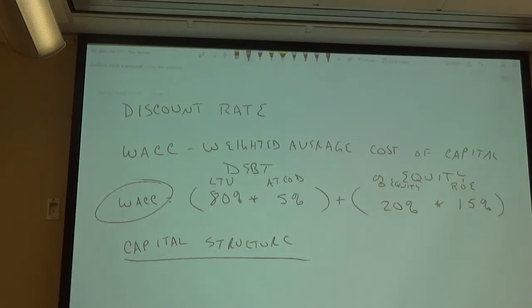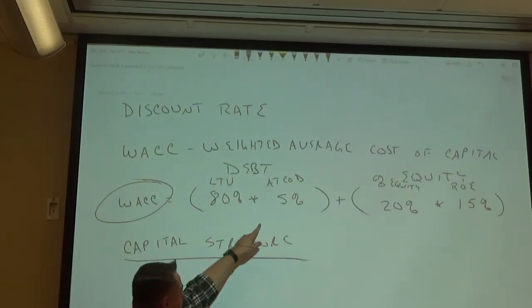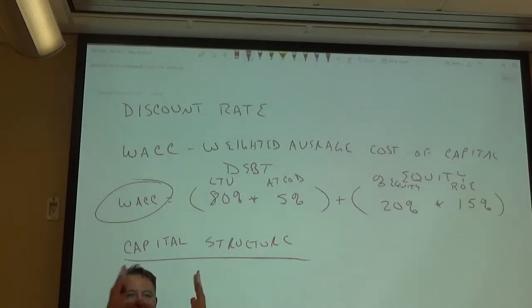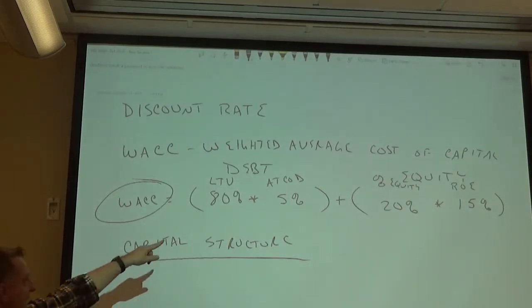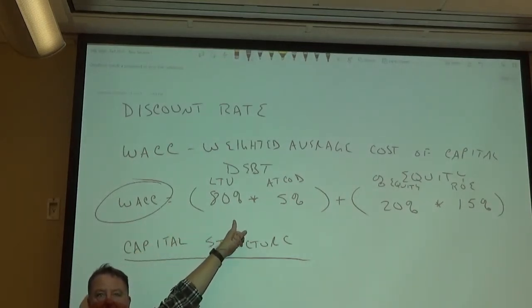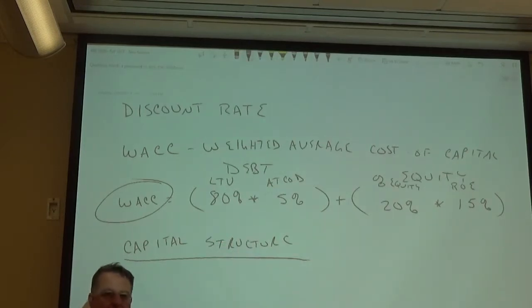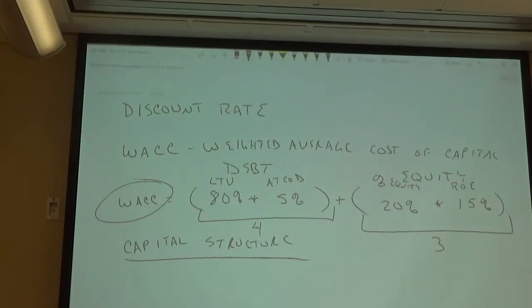In other words, at the high end, we've got 15%. At the low end, we've got 5%. So it's going to be somewhere in the middle. Now, which side do you think it's going to be more skewed to? 5%, because it represents 80% of the capital structure. Does that make sense? Okay, so let's do the math. So our weighted average cost of capital is 7%.